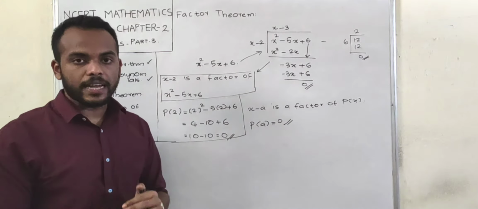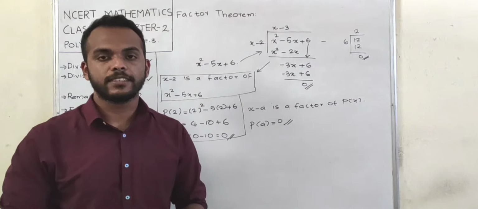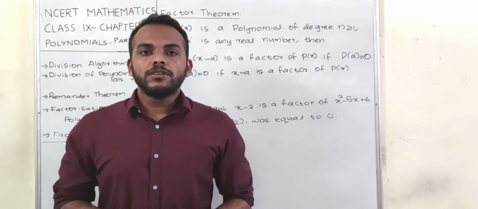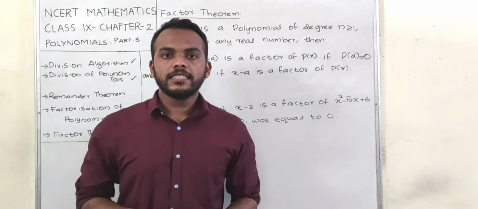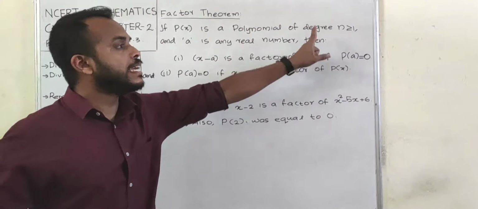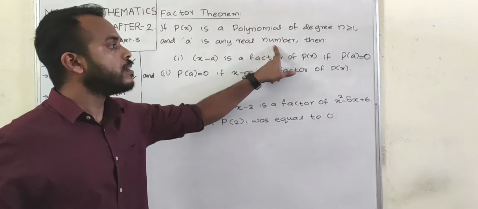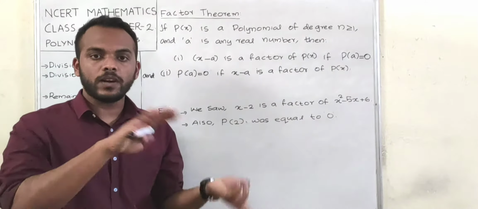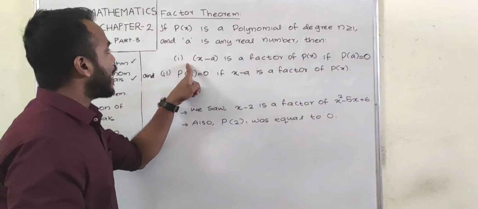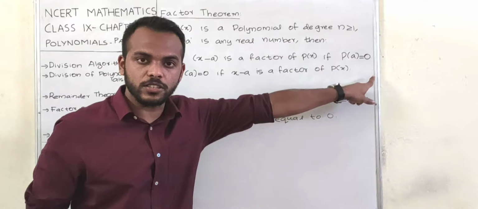Now let's see what is factor theorem. Let's see the statement and just see whether you can correspond to that. Now let's see what factor theorem says. If p of x is a polynomial of degree n greater than or equal to 1 and a is any real number, then two conditions, one is the converse of the other. X minus a is a factor of p of x if p of a is equal to 0.